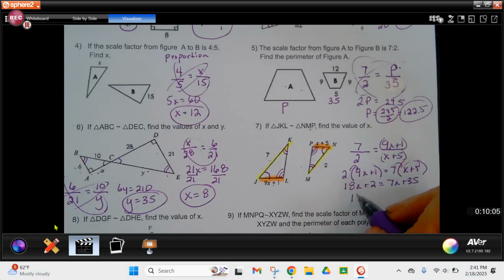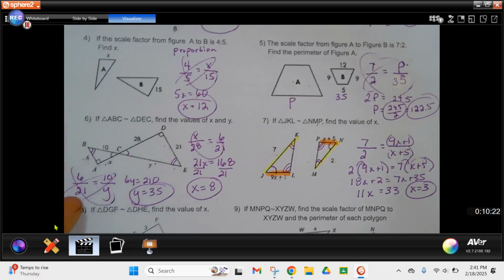Subtract 7x, I get 11x. I subtract 2, and I get 11x equals 33. You can do it any way you want to solve that. But that's what I get, and then I divide by 11, so x equals 3.